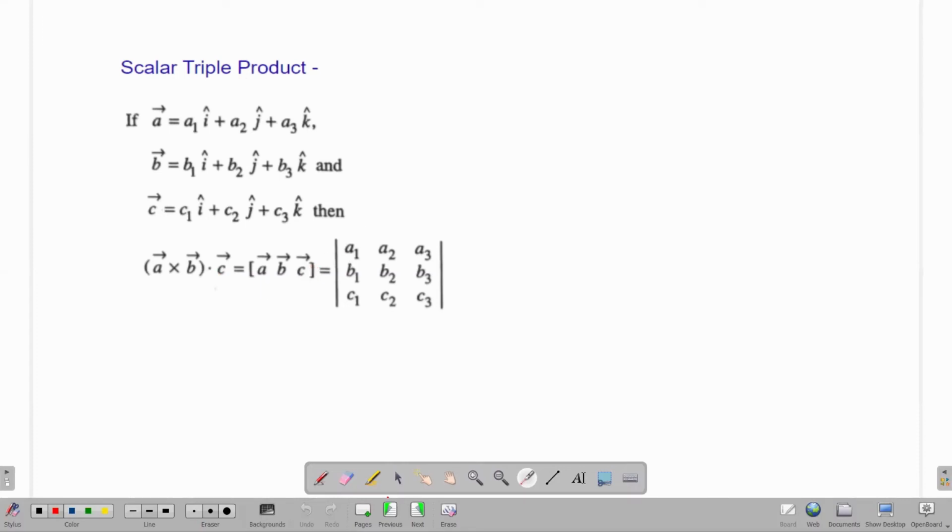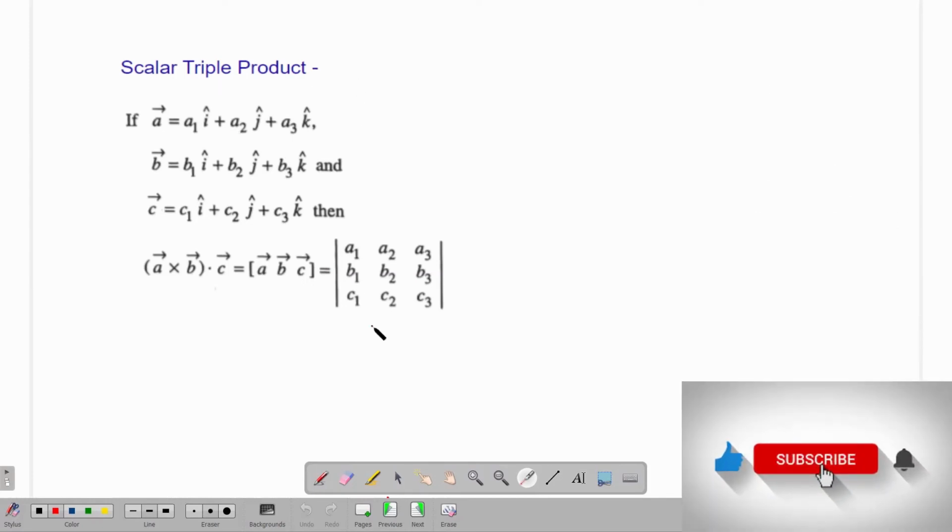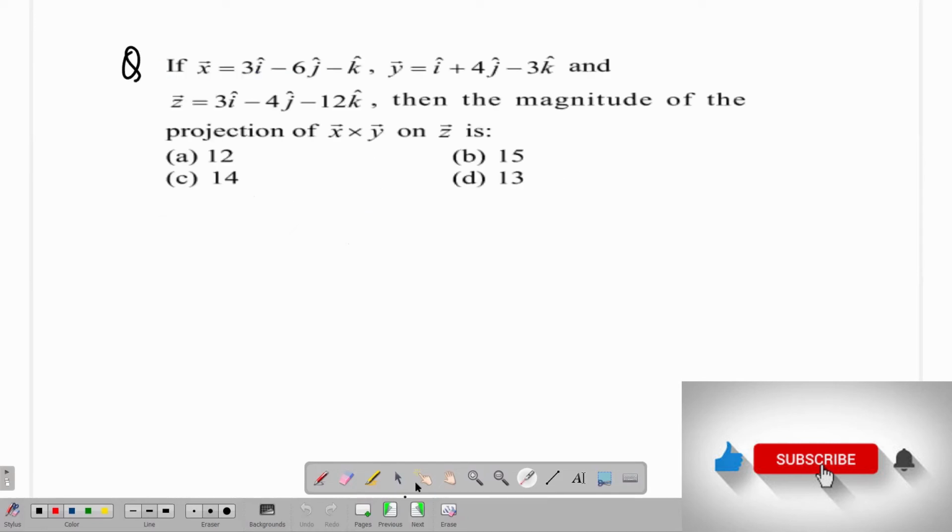And how do we find this? Just we have to solve this determinant and we get the scalar quantity after solving this. And this is known as scalar triple product. Or this is also the condition of coplanarity of these three vectors. That means these three vectors lie on the same plane, which we'll discuss in my next video. Now look.